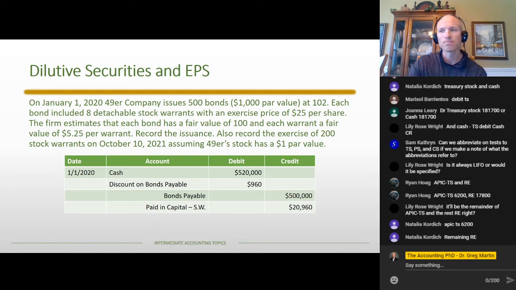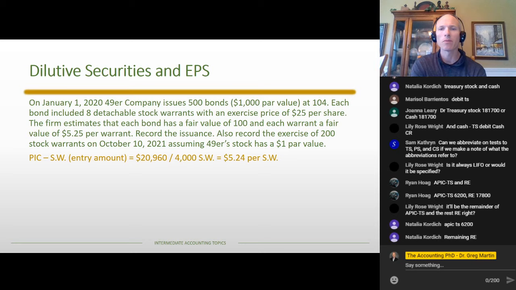The reason we know it's 4,000 stock warrants is because there were 500 bonds and there were 8 detachable stock warrants per bond. So there were a total of 4,000 stock warrants that were issued. And so the amount that we've assigned to each stock warrant is $5.24. What's going to be the entry amount then when we record the exercising of 200 stock warrants?